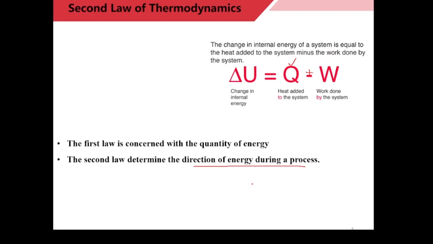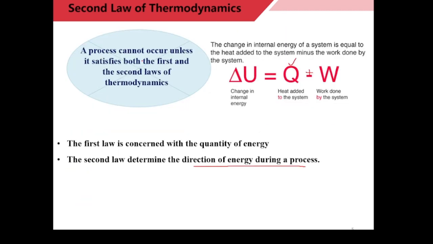So what is related to the second law? You have also seen in the previous examples that a process cannot occur unless it satisfies both the first and second laws of thermodynamics. A process cannot happen unless it satisfies both first and second laws of thermodynamics. No process can happen otherwise. That is the rule.